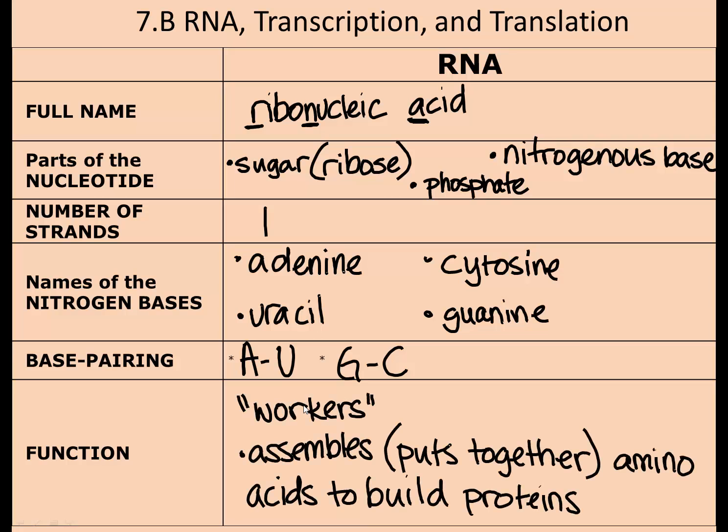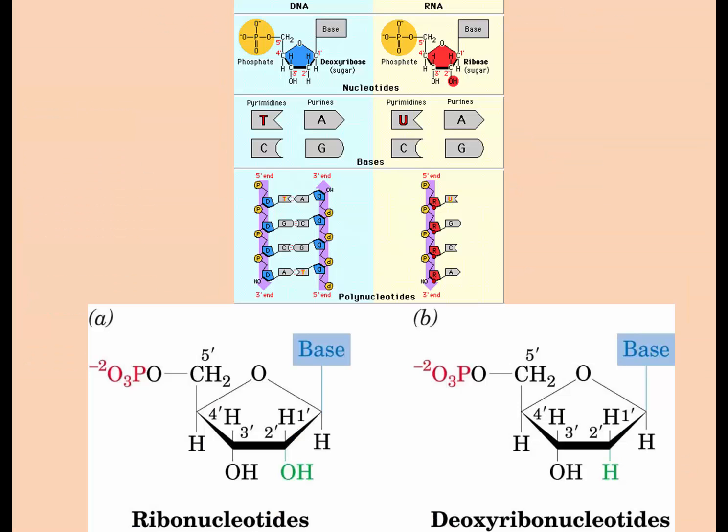And the function of this one: this is going to assemble or put together the amino acids, which are going to make all the proteins. And remember, your body is the protein. This does all the work. DNA has the code, RNA does everything else.